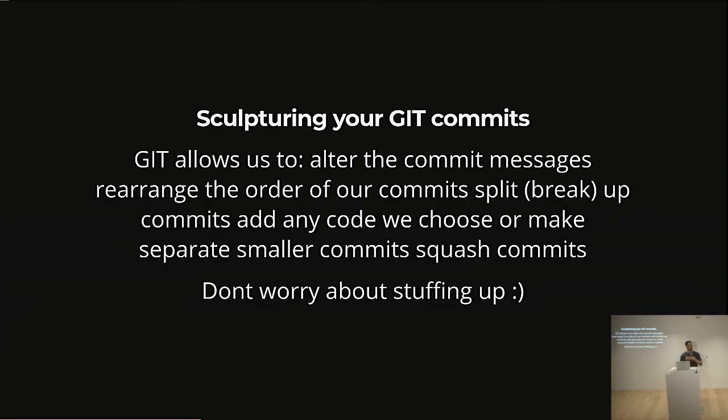So, sculpturing your Git commits. Git allows us to alter the commit messages of those that are already committed. Obviously, you can't do this if it's been pushed up to an upstream branch. We can also rearrange the order of our commits. We can break up our commits, take little bits of code out and separate these bits into smaller commits, or collect lots of smaller commits and squash them into one big commit.